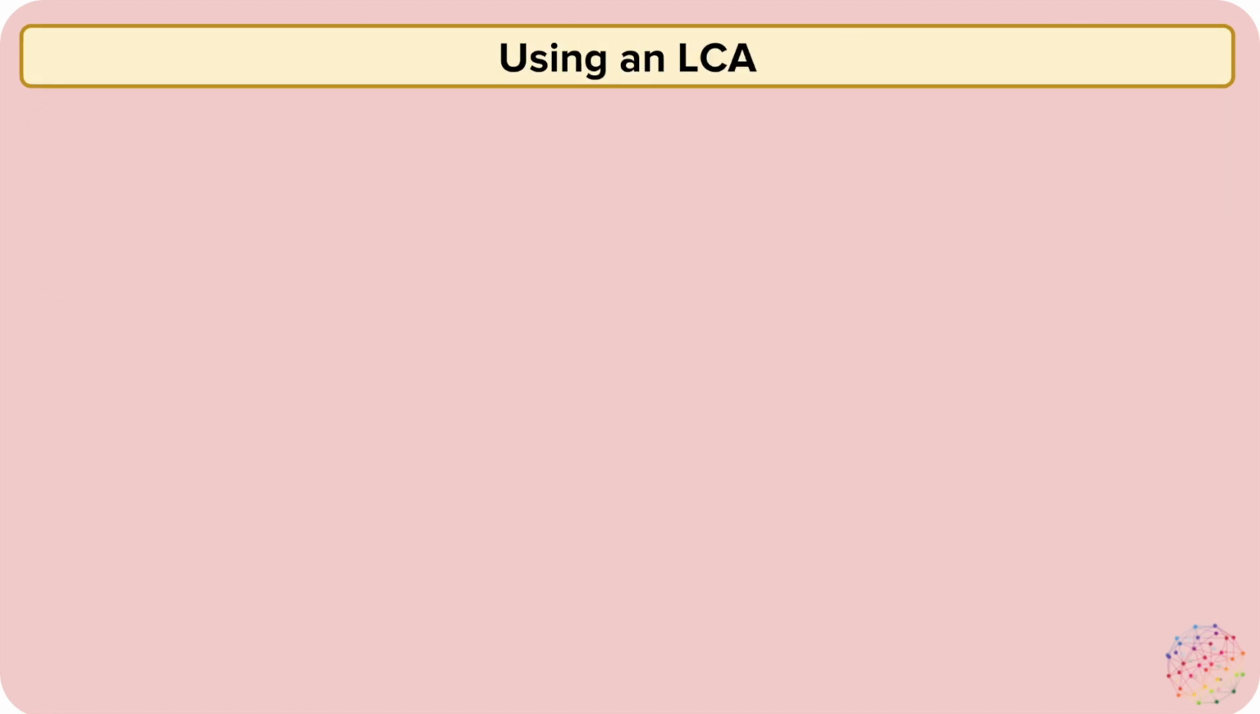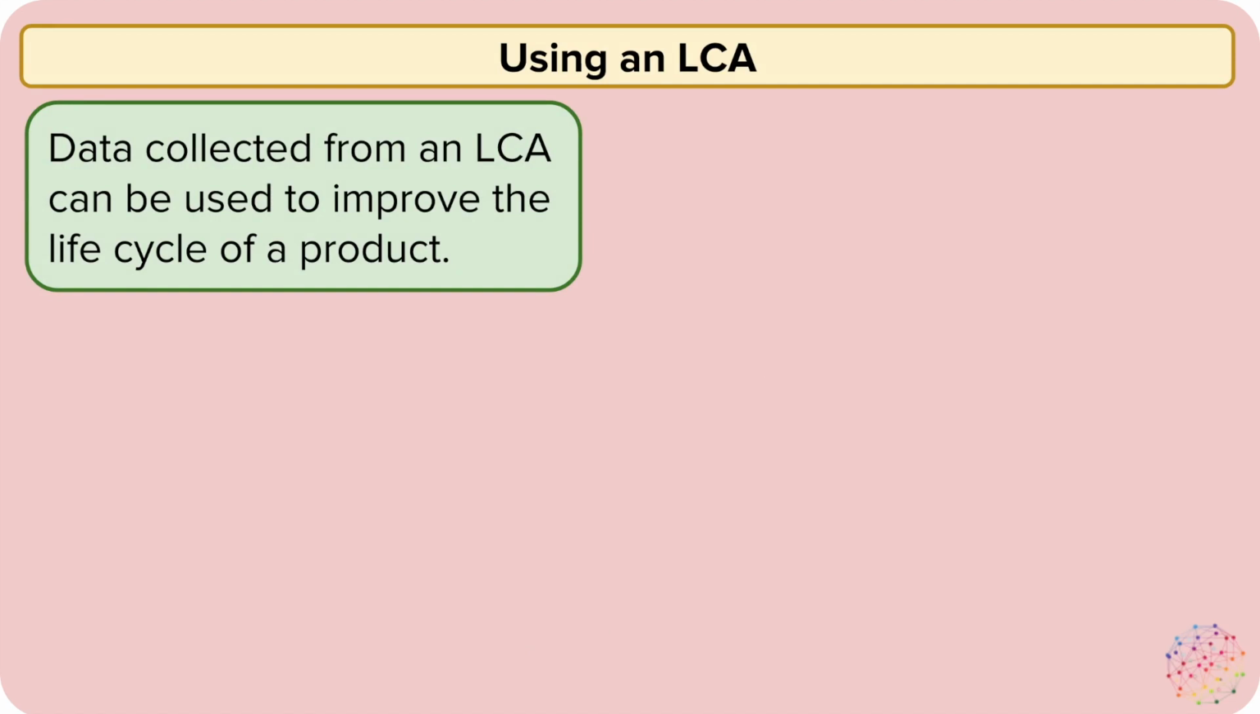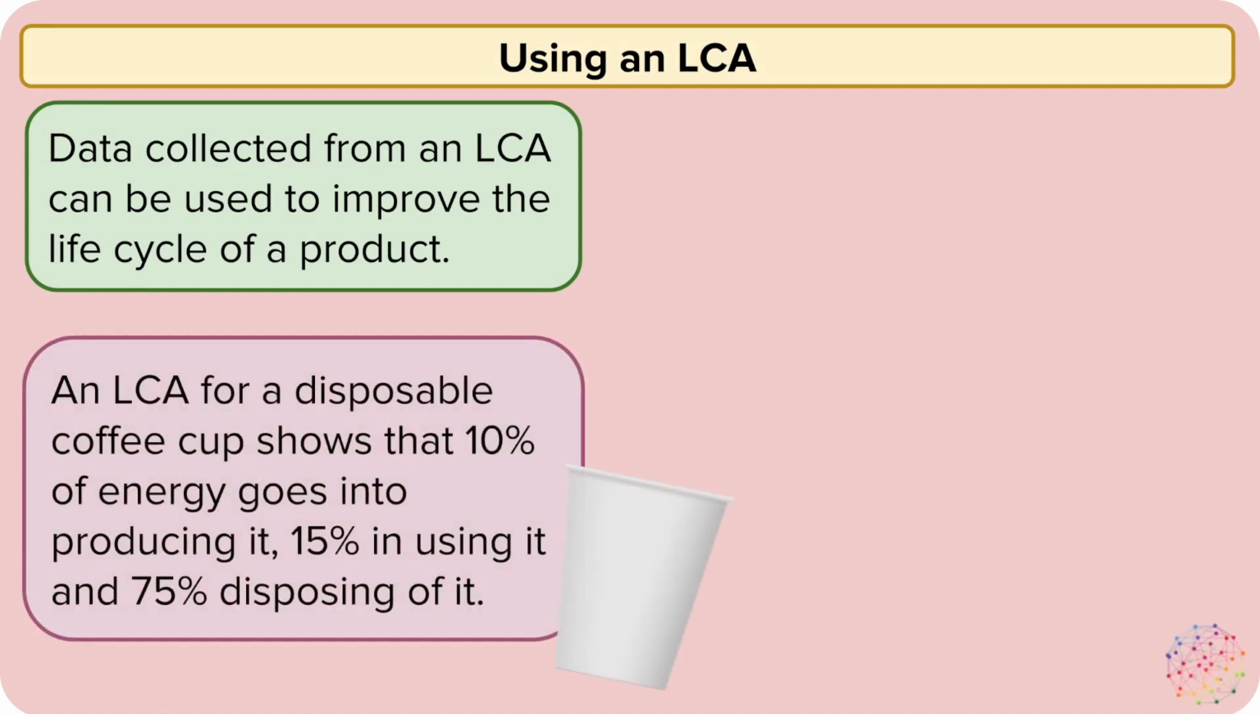So what do we use an LCA for? Well, we can use the data collected to improve the life cycle of a product. So for example, we might imagine that an LCA for a disposable coffee cup shows that 10% of energy goes into producing it, 15% into using it, and 75% into disposing of it.